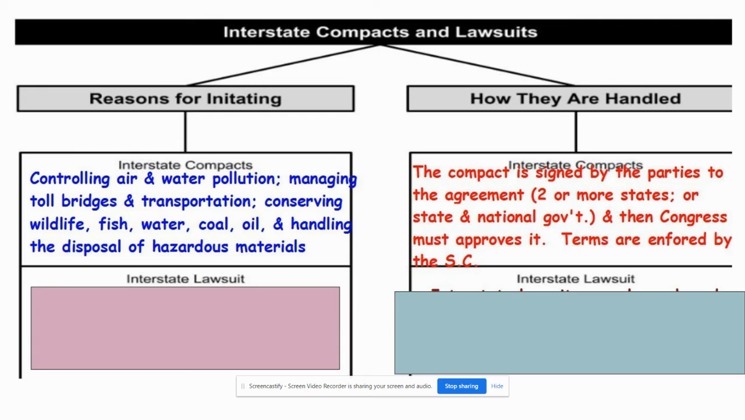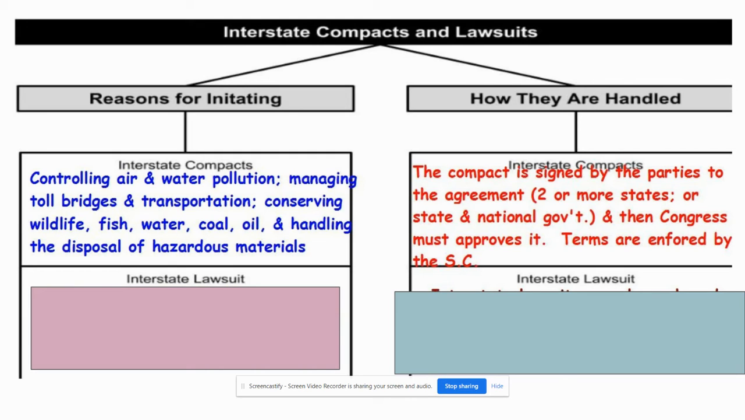When we talk about how they're handled, typically a compact is signed by the parties of the agreement. And that could be a minimum of two states, but a lot of times it's several different states that are involved in this. Okay, once this agreement has been put together, then it goes to Congress, and Congress has to approve it. And if somebody doesn't hold up their end of the deal here, you could sue just like you would in regular contractual law. And so the terms would then be enforced by the U.S. Supreme Court.